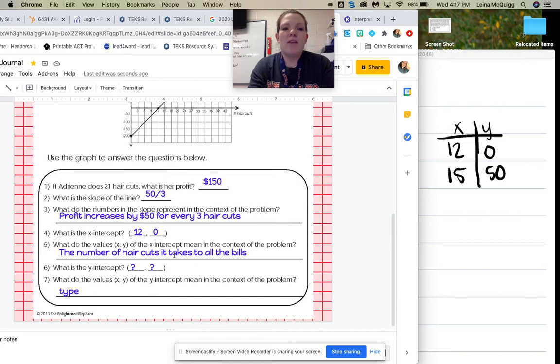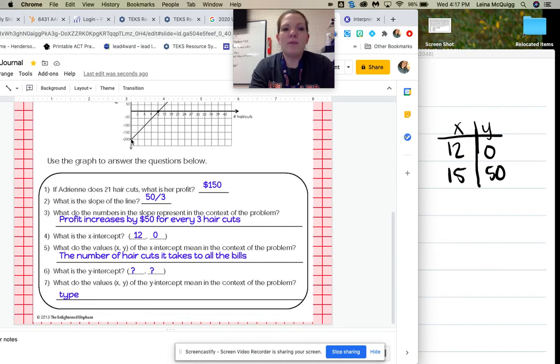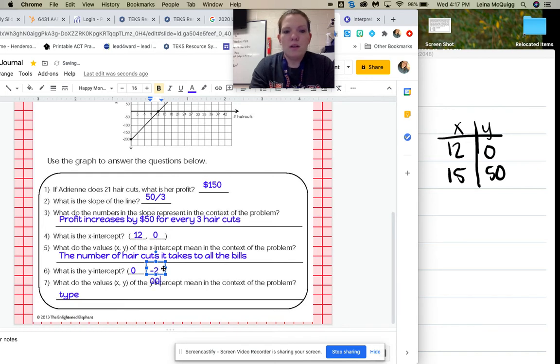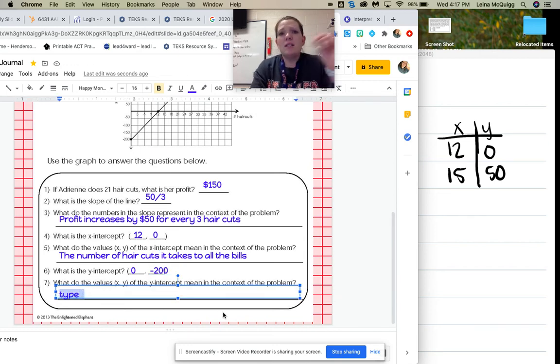All right, so then we have, what is the y-intercept? Well, the y-intercept is where we cross the y-axis. So right here, this is 0. My x value is 0 on the y-axis. My y value there is negative 200. So what does that mean? What is my y-intercept? That means I made 0 haircuts and I started out with negative 200.